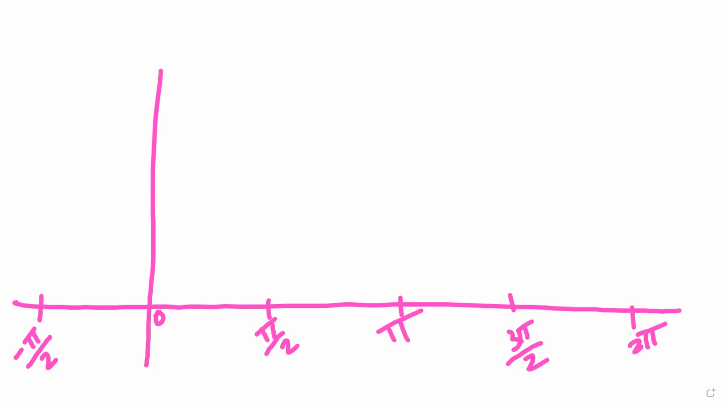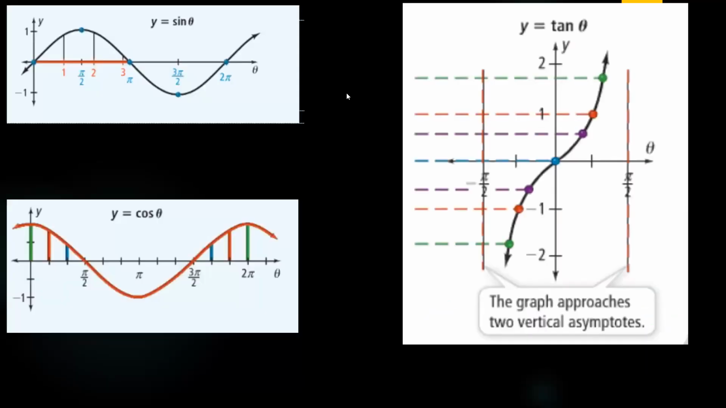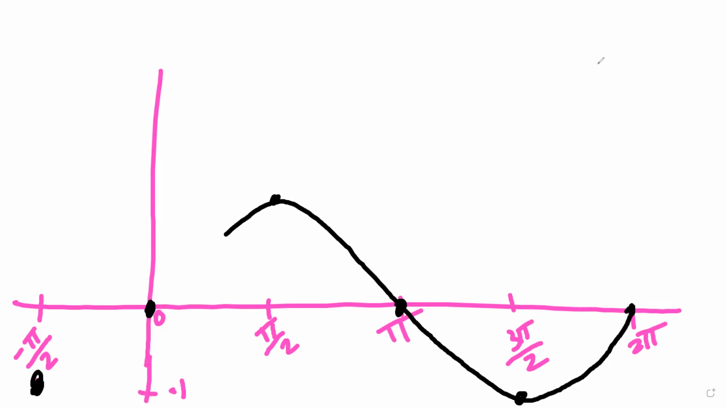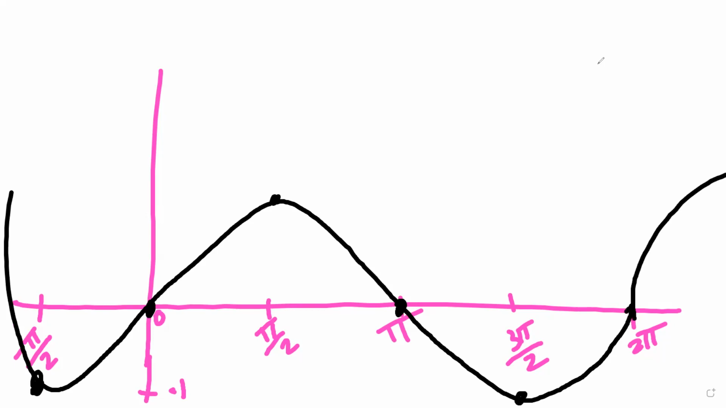Now, just 1 second. Wait for me, please, until I finish. Okay. So here we have negative pi over 2, 0, pi over 2, pi, 3 pi over 2, and 2 pi. The sine of negative pi over 2 will be negative 1. Sine of 0 is 0. Sine of pi over 2 is 1. Sine of pi is 0. Sine of 3 pi over 2 is negative 1, and sine of 2 pi is 0. So if you connect them now, you will find a curve like this. This is for the sine.